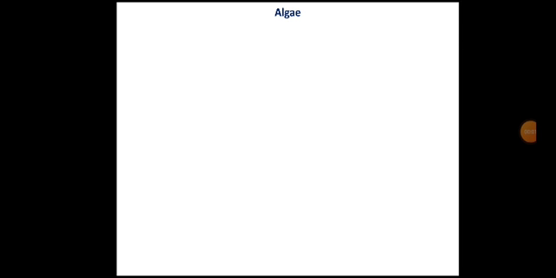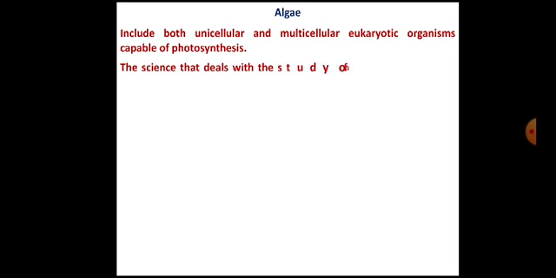The next category of microorganisms is algae. They are unicellular or multicellular eukaryotic organisms. They may be microscopic as well as macroscopic. So this includes both unicellular and multicellular organisms which are capable of photosynthesis. So all algae are photoautotrophic. That means they use light as a source of energy to generate their own food.